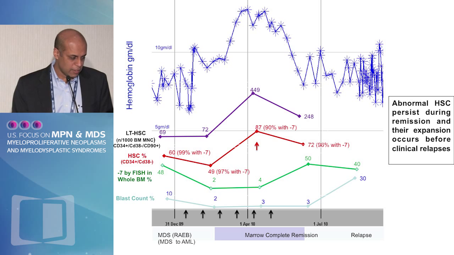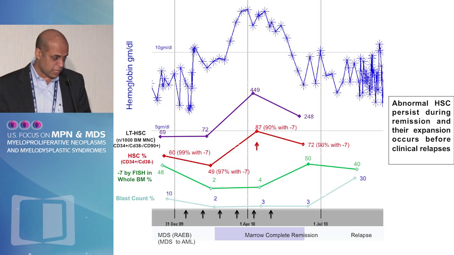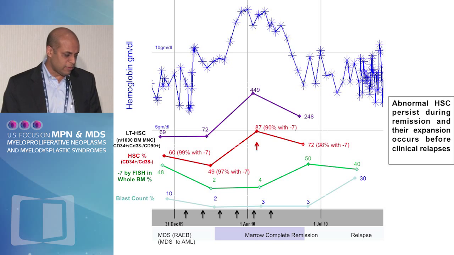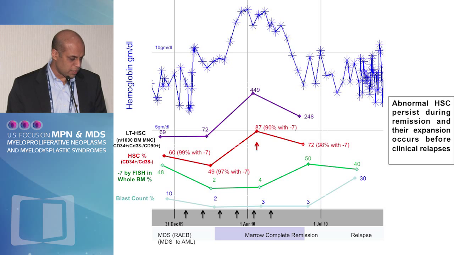Her disease came back. Then this gentleman, a 42-year-old guy, presents to our clinic with high-risk MDS. At presentation, he had 10% blasts, so he had the RAEB subtype. He also had deletion 7. When we looked at his whole bone marrow by FISH, 48% of the cells had deletion 7. We put him on a trial with azacitidine. These arrows are doses of azacitidine that he got. And he actually had a very nice response.